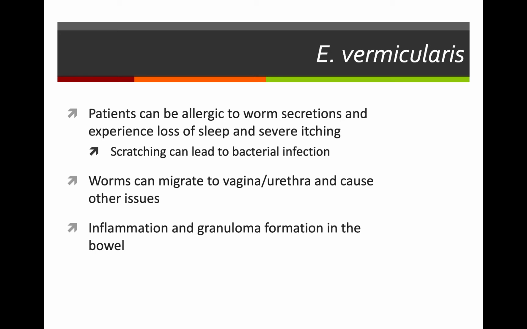If the eggs get on something that somebody touched, and then that gets in somebody's mouth, but that's also how we can get auto-infection. It is not common, but the worms can migrate to the vagina, to the urethra, especially in females because of the anatomy. It's a little bit more difficult for them to migrate to the penis because it's so much farther away. And you can have inflammation or granuloma formation in the bowel, but that's not, again, a common manifestation of infection.